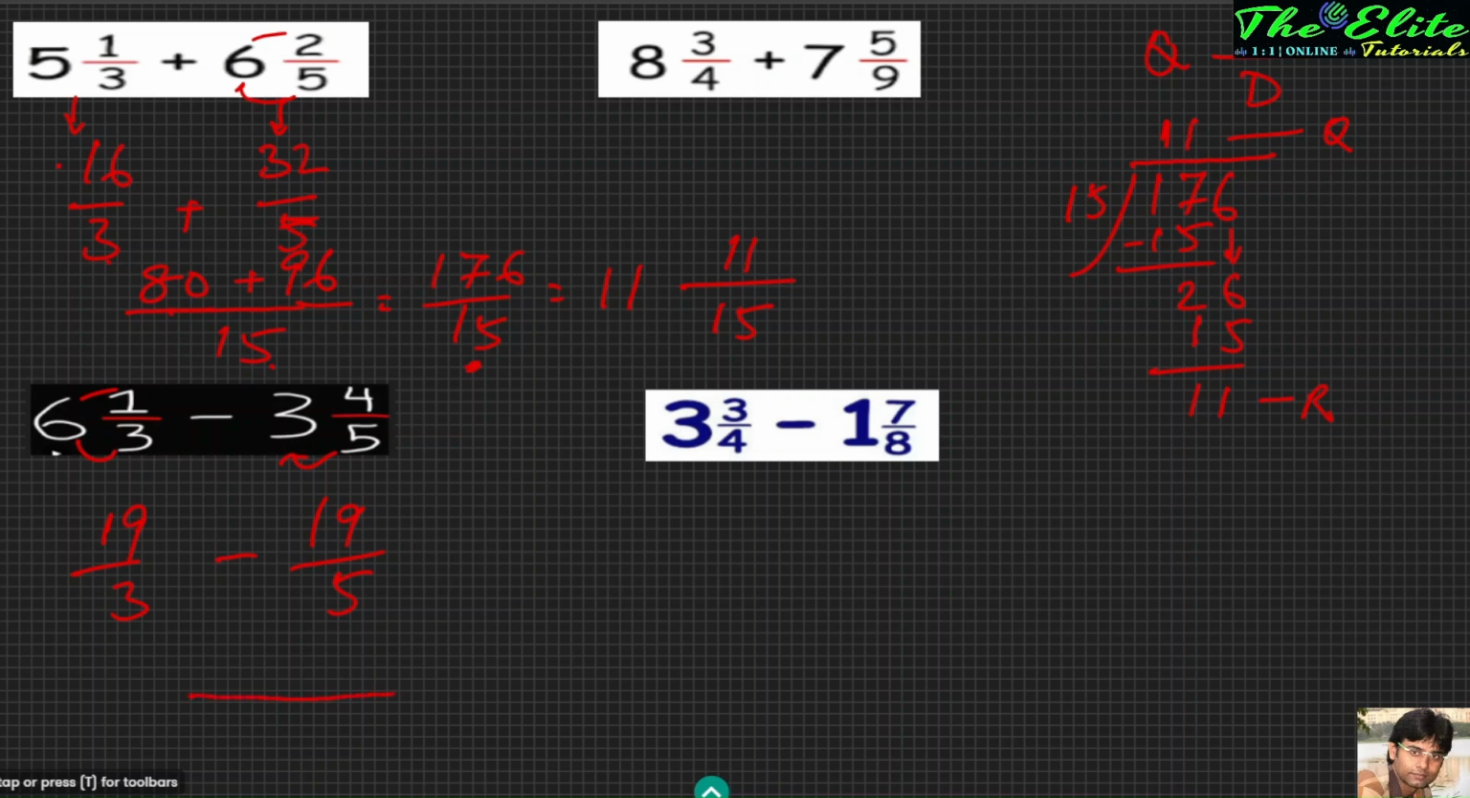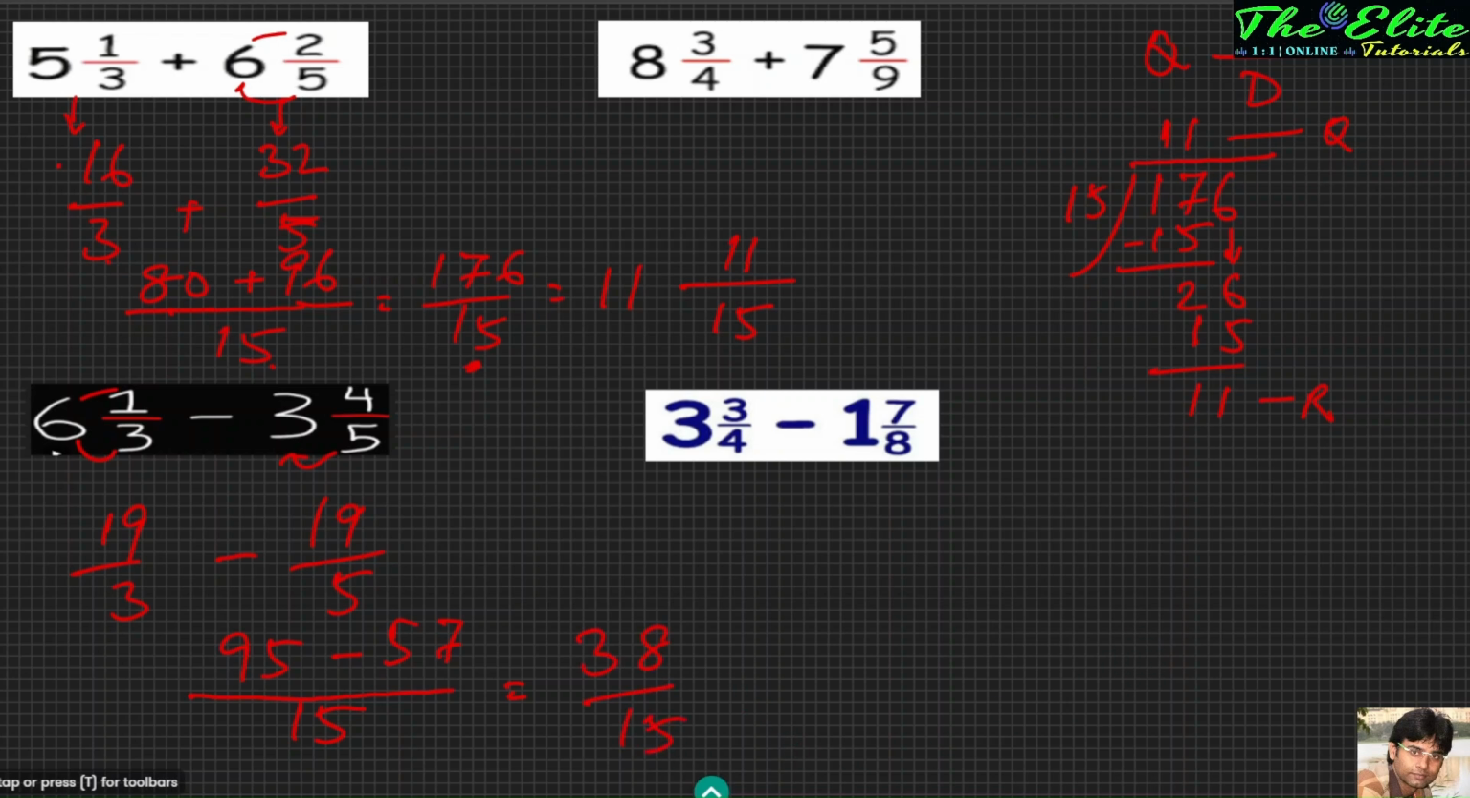So our method was multiplying these and getting the LCM, that is 15. 3 times 5 is 15. 5 times 19 is how much? 95. 5 times 3 is 15, so 3 will be multiplied by 19. So how much? 57, right? So you see, if you subtract these, what number are you going to get? Yes, 38. 38 over 15.